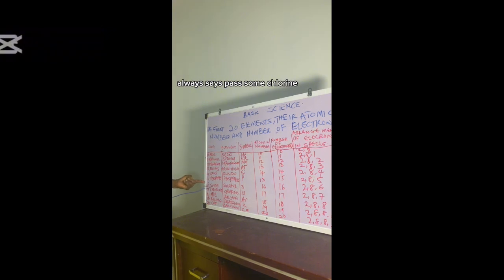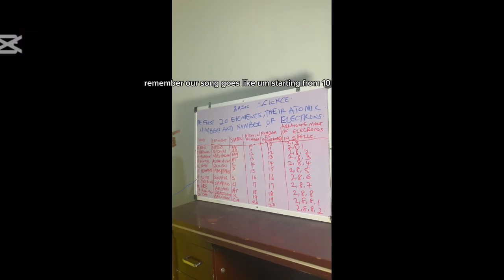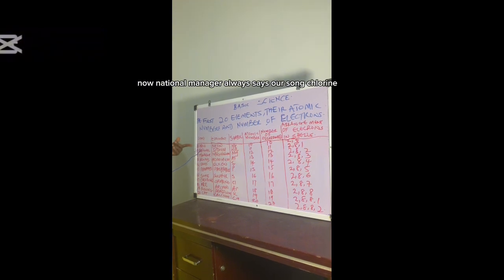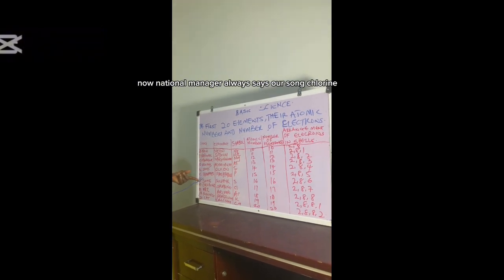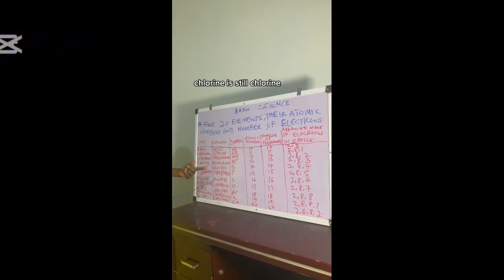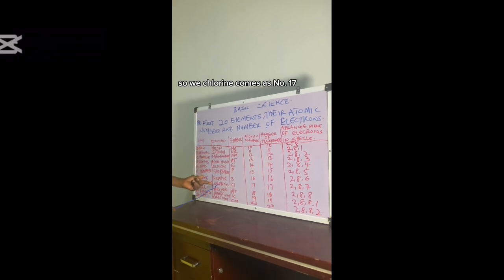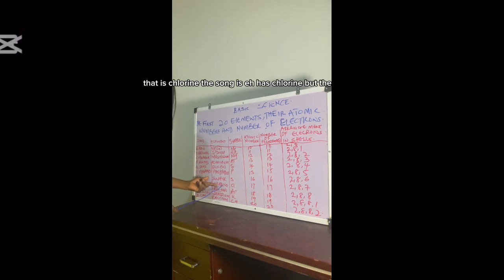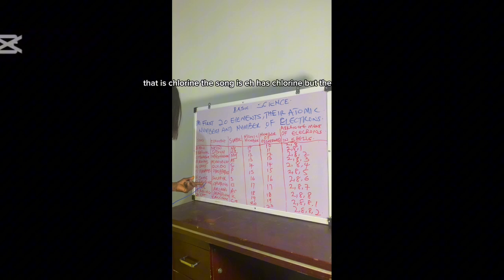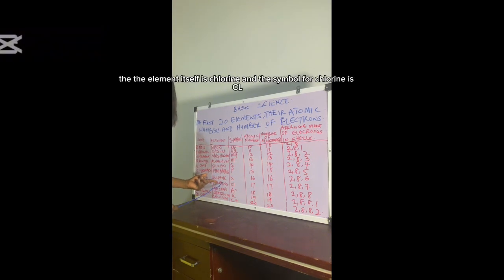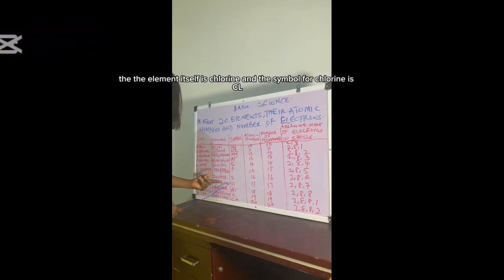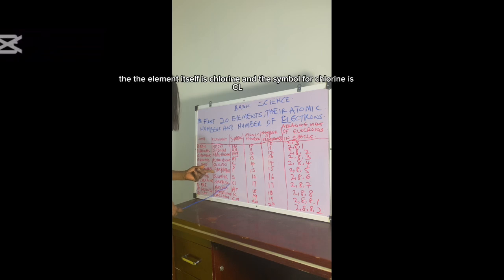Then the next one is chlorine. The song always says "perhaps some chlorine." Chlorine is still the same as chlorine. The symbol for chlorine is Cl, number 17. Remember, our song goes like starting from 10, always saying "perhaps some chlorine." Chlorine is still chlorine, so chlorine comes as number 17. The song has chlorine, but the element itself is chlorine, and the symbol for chlorine is Cl.